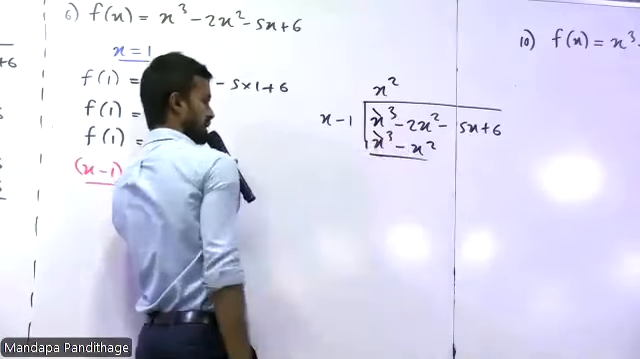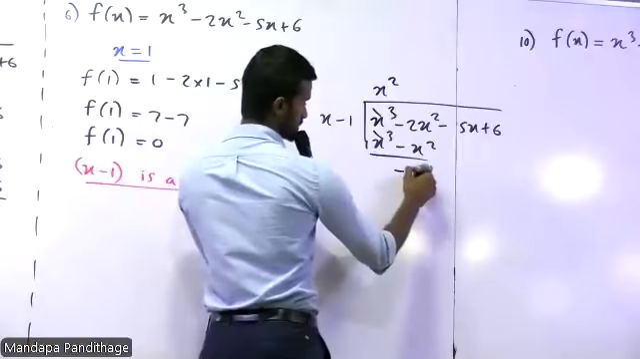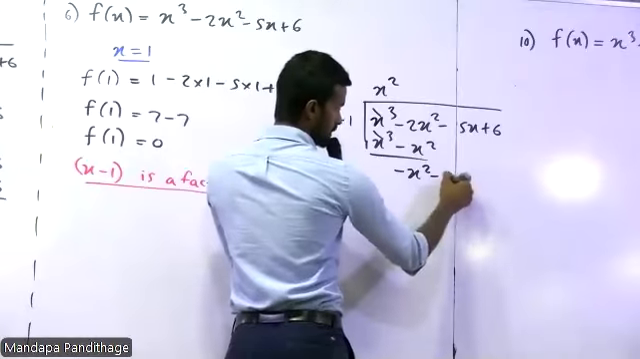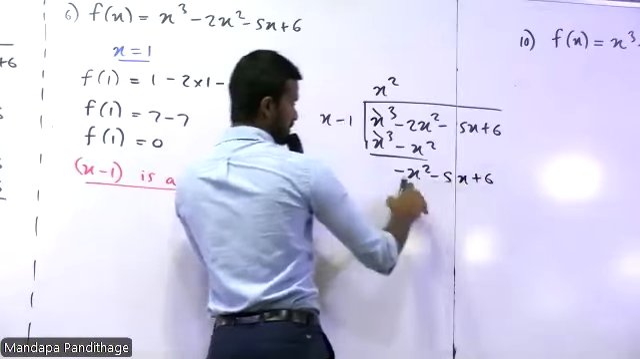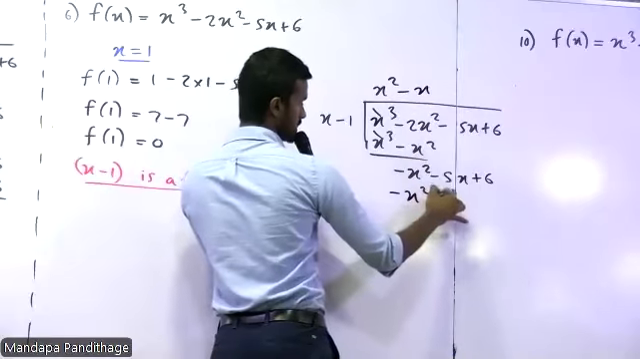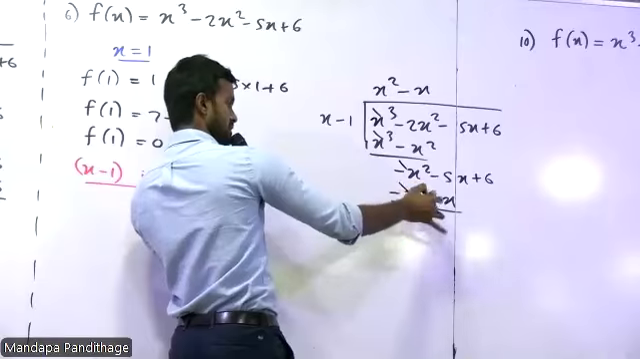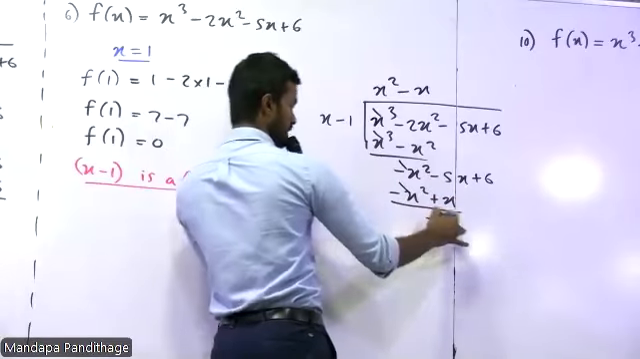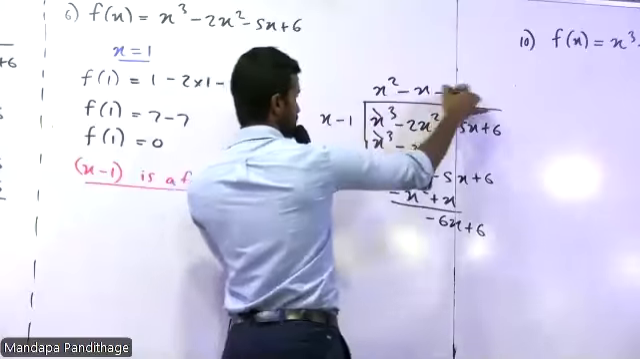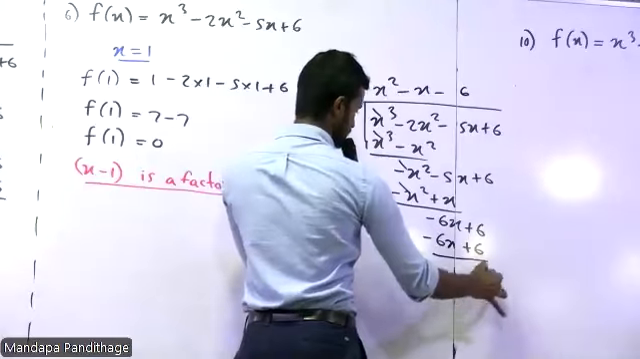Minus 2, minus minus is plus. So minus 2 plus 1 is minus x squared. No? Minus 2 plus 1 is minus 1. Minus 5x plus 6. Minus x squared divided by x, it's minus x. When you multiply, minus x squared plus x. So minus x squared minus cancel off. Minus 5 minus 1 is minus 6. Minus 6 divided by x, it's minus 6. When you multiply, minus 6x plus 6, it's 0.